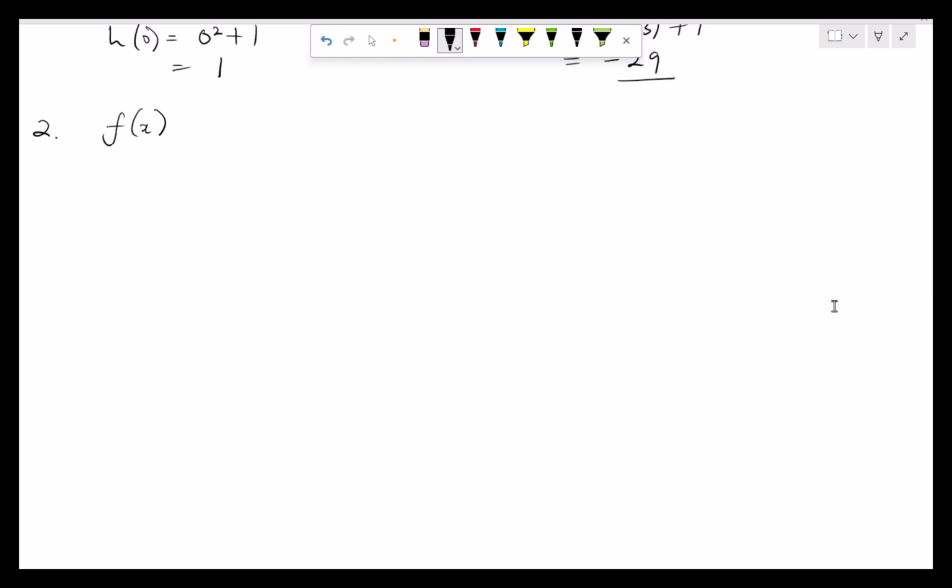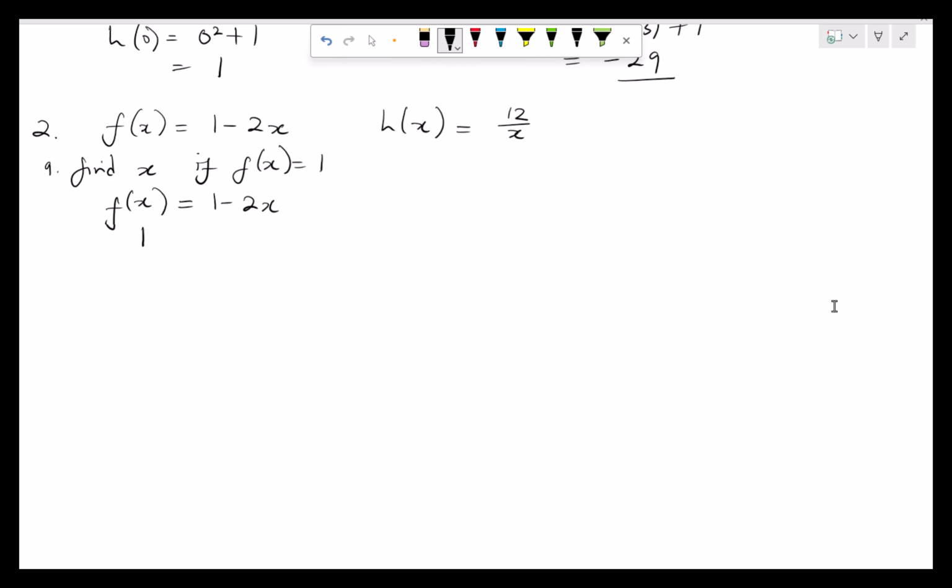f of x is equal to 1 minus 2x. Then h of x is equal to 12 over x. In part A, we're going to find x if f of x is equal to 1. We are simply replacing this f of x with 1. So we'll say 1 is equal to 1 minus 2x. Now we want to find the value of x. We'll take 2x to the other side so that it becomes a positive value. 2x is equal to, if we take 1 to the other side, we get 1 minus 1, that is 0. So x is equal to 0.